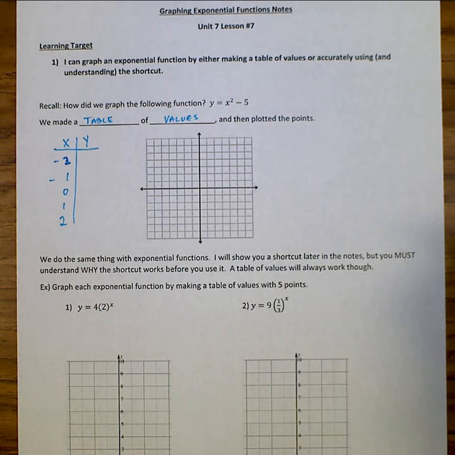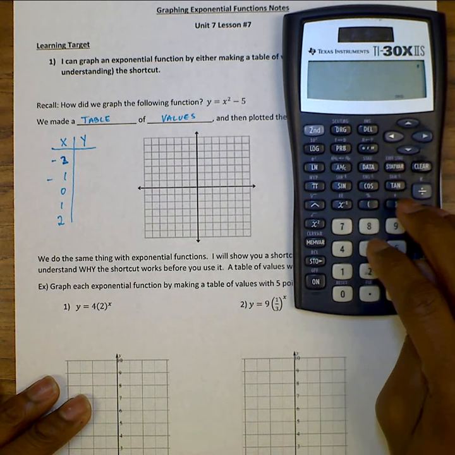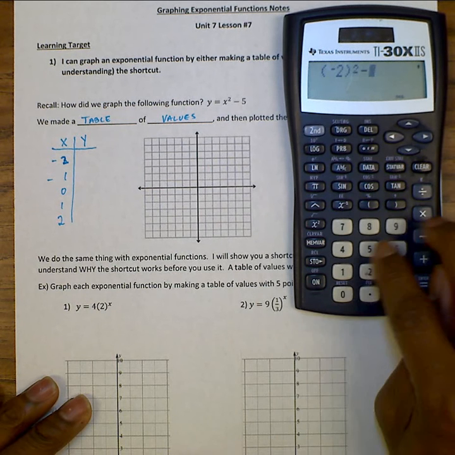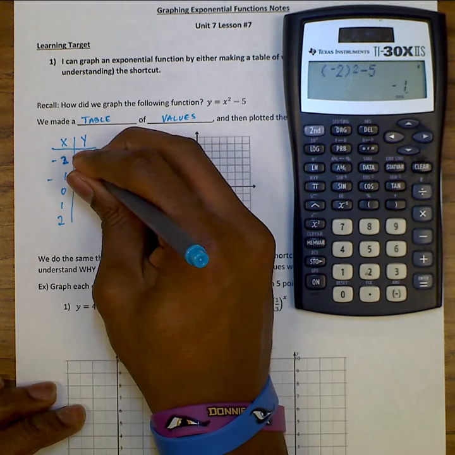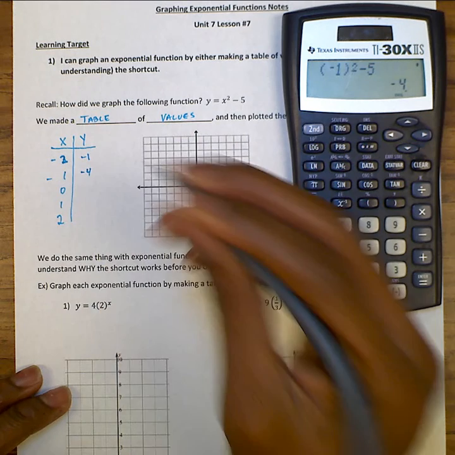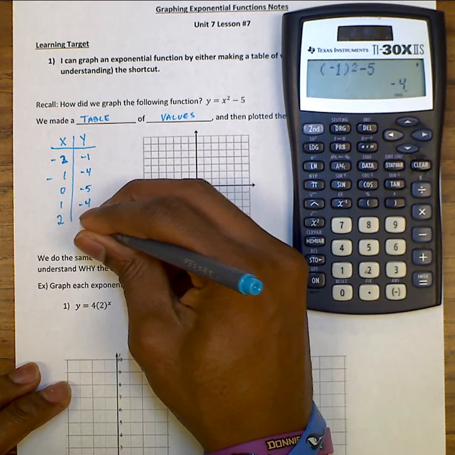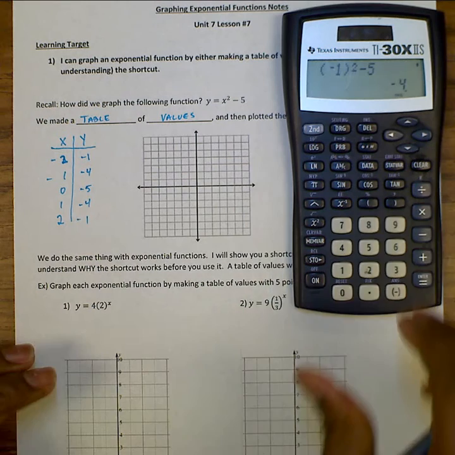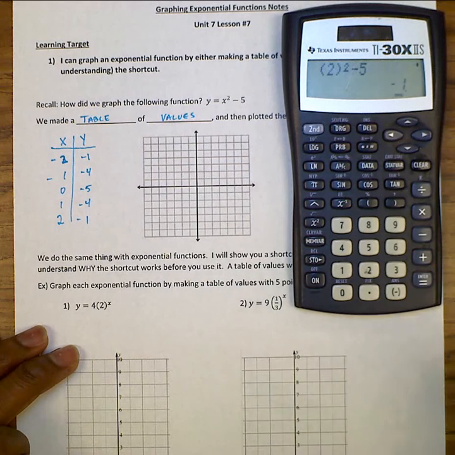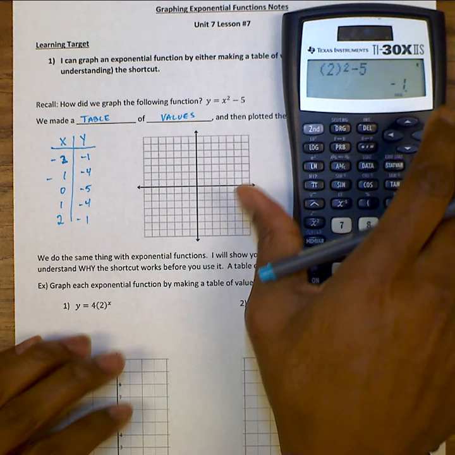And then we used our calculators or other things, and we plugged in our values, so we have something like negative 2 squared minus 5, negative 1. And we did the same thing, negative 1 squared minus 5, negative 4. 0 minus 5, negative 5, 1 minus 5, negative 4, negative 1. Alright, cool. So we plugged it into the calculator, made our table of values, and from there we plotted the points.